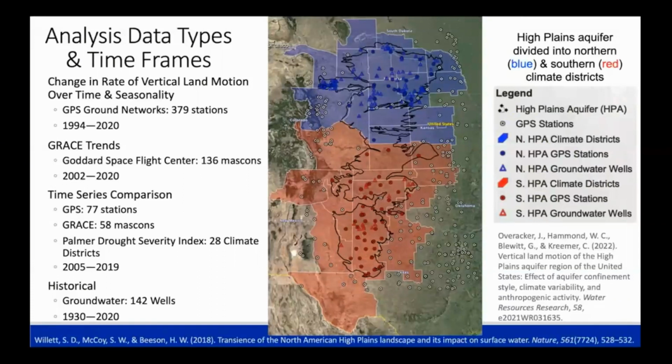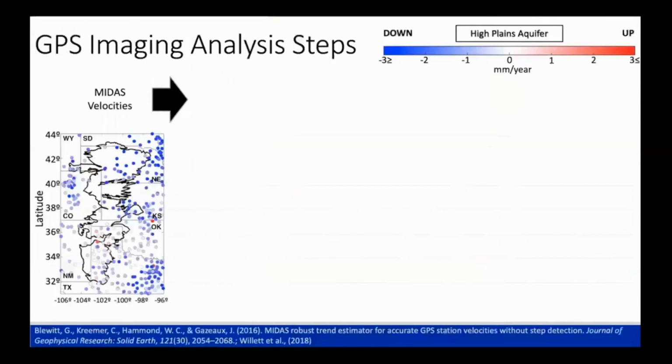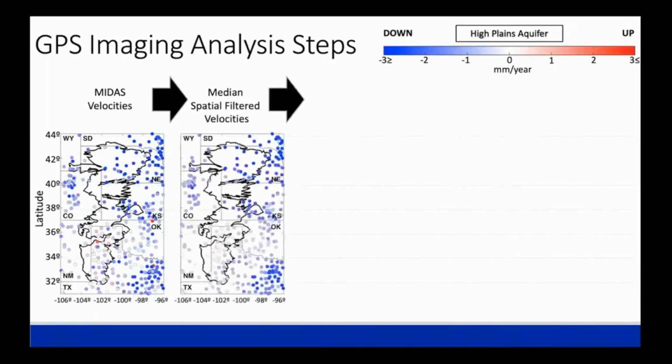And unfortunately, there's not enough time for every part of our study, but we were published earlier this year, and you can definitely look at that in more detail. So to start with, we use GPS imaging to analyze vertical land motion on the High Plains Aquifer. And we do that by plotting velocities at each station, estimated by MIDAS, which gives us velocities and trends that are insensitive to outliers, seasonality, and undocumented steps.